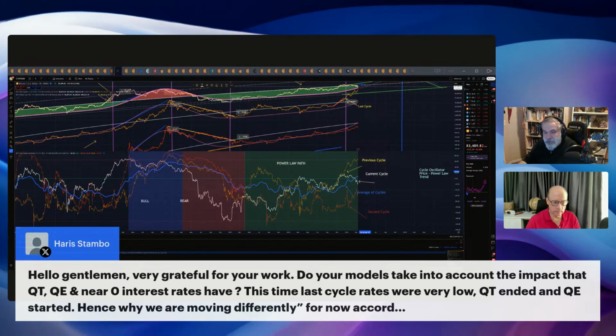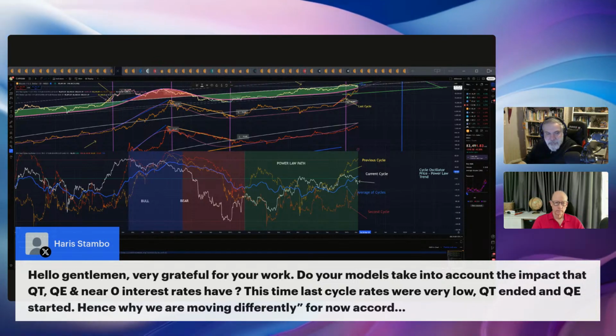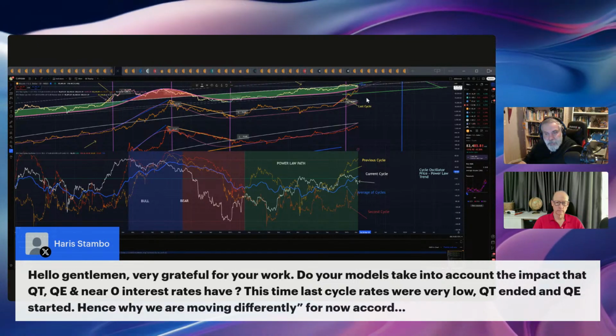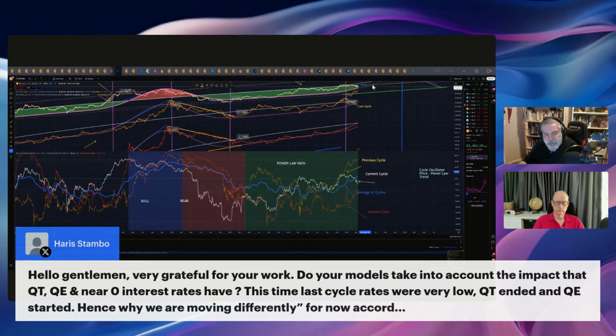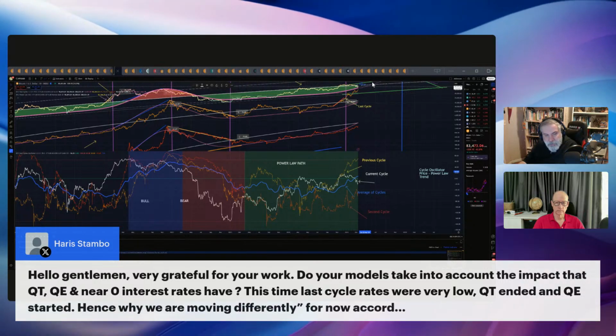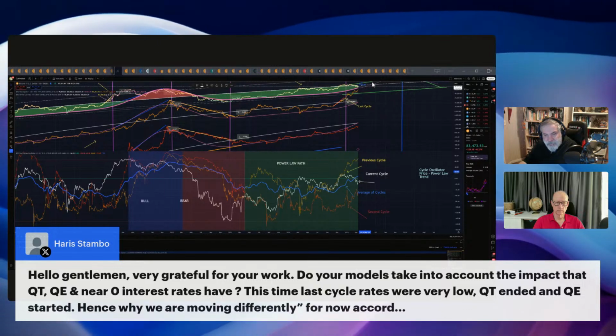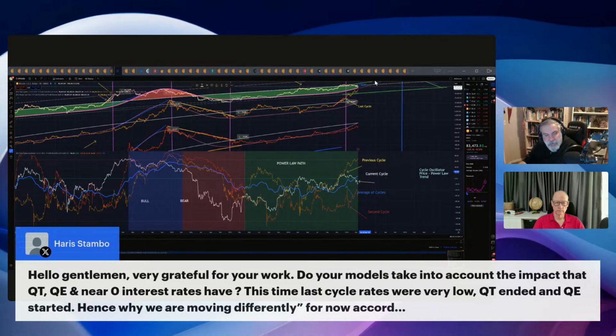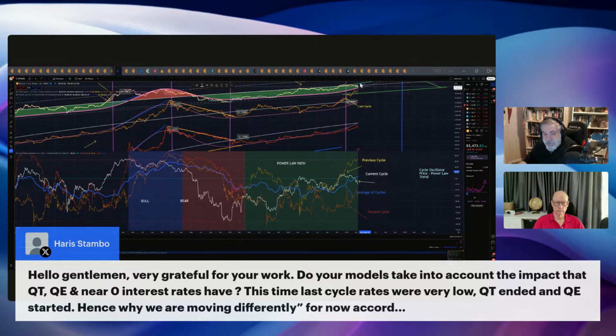Okay, so the next question. Do your models take into account the impact QT, QE, or interest rates have had on the last cycle? Do you want to answer this question?